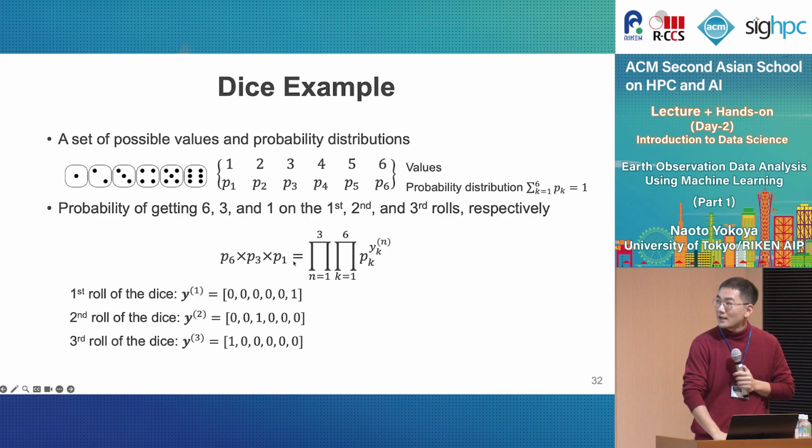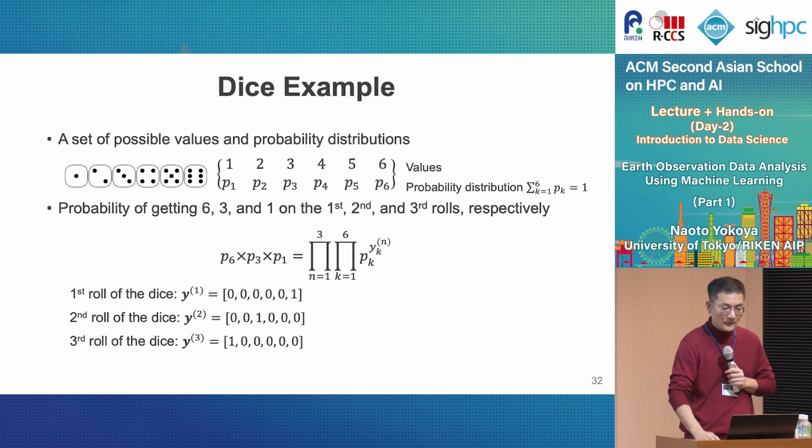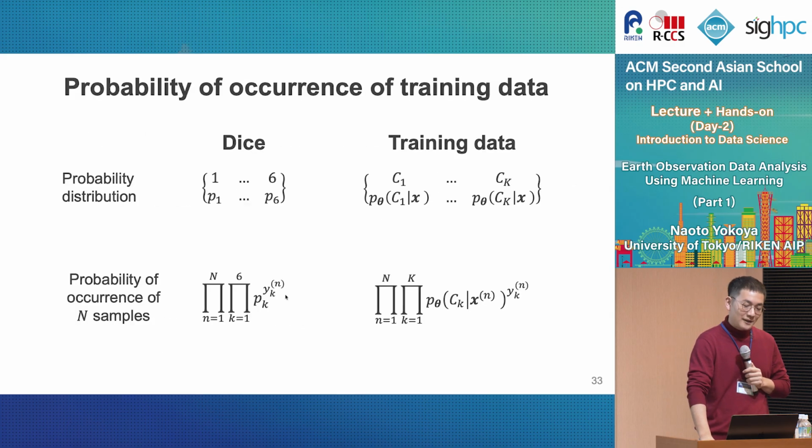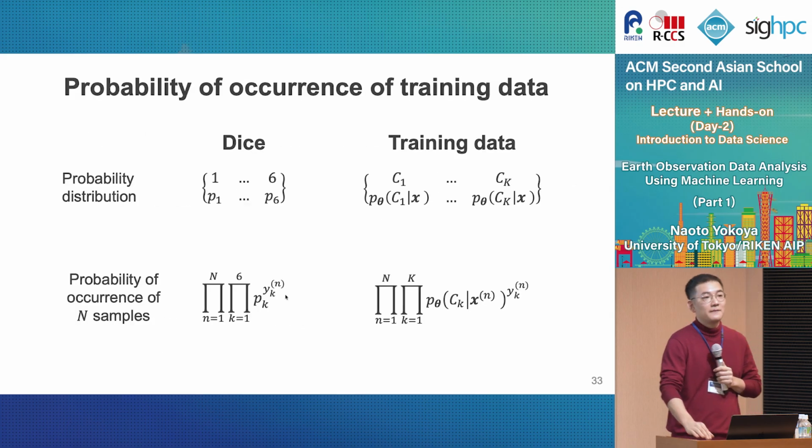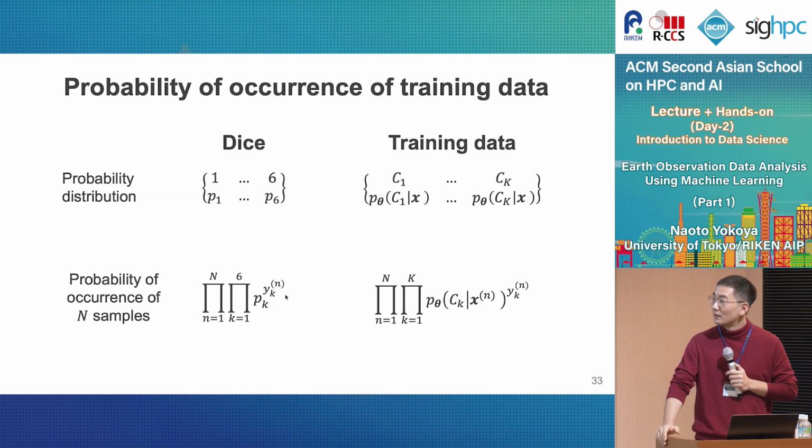So this capital pi representing multiplication, there's an additional one corresponding to different trials, different samples, okay? So it becomes a bit complicated, but I hope you can still understand. Yes, of course, probability is this. And it can be represented in this form, to the power of something, and this element corresponds to the one hot vector representation. Okay. Then it's ready to think about the probability of the training data appearing.